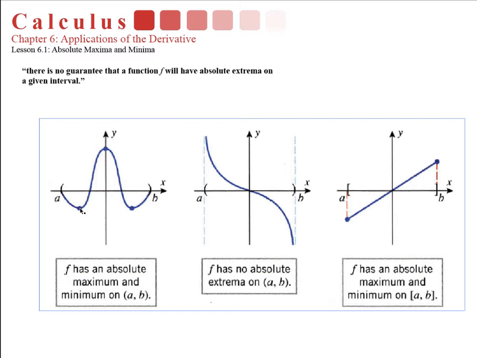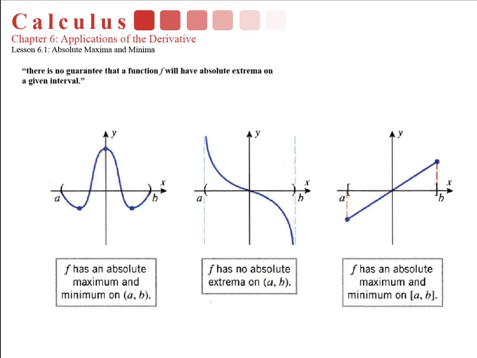Now, again, if one of these points was lower, then that would be the absolute minimum, and the other one would not be absolute. It would just be a relative minimum. So this has an absolute maximum and minimum on the open interval from a to b. Let's look at the second example. In this case, f has no absolute extrema on the open interval from a to b at all.